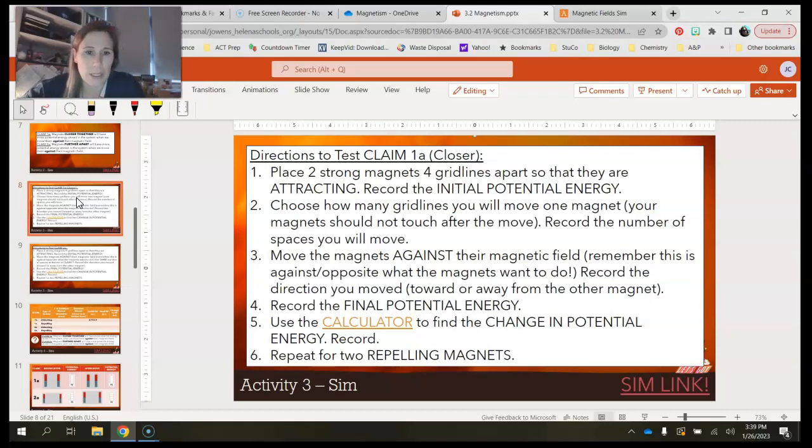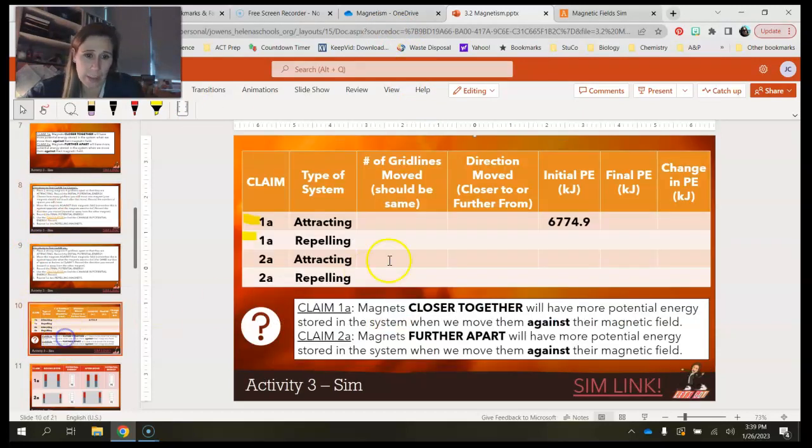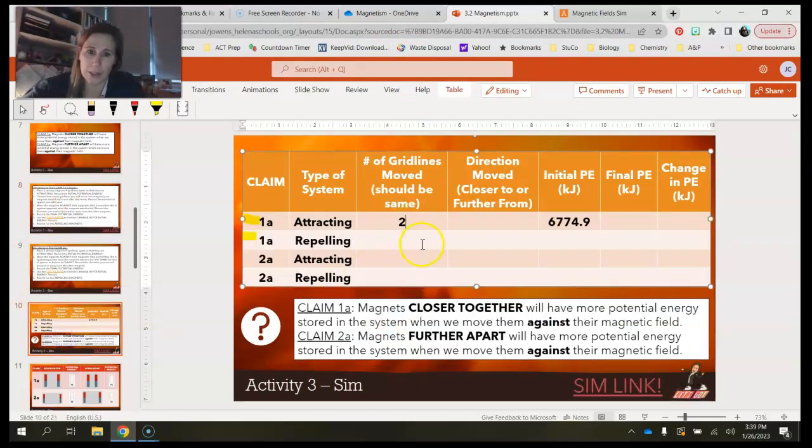But I am going to do some of this for you guys. So I'm going to do 2 grid lines each time I move my magnet, and I'm going to record that in my data table. Every time I move, I'm going to do 2 grid lines.